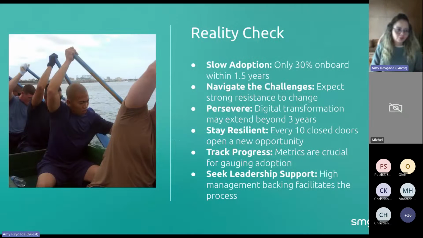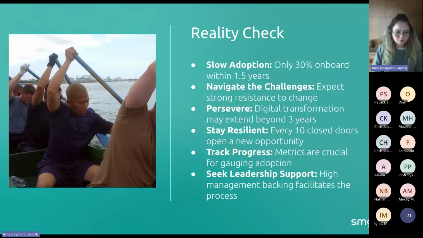Then I would like to do a reality check. Actually, being honest with you guys, there is a slow adoption, very, very, very slow. After almost 2 years, we have less than 30% of the people on board. And also, to navigate the challenges, the road is really rocky.